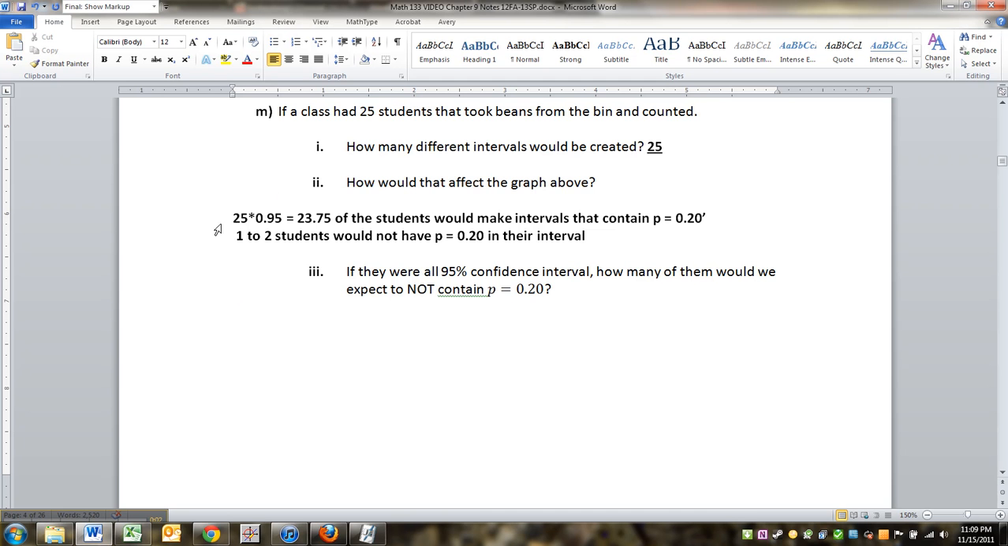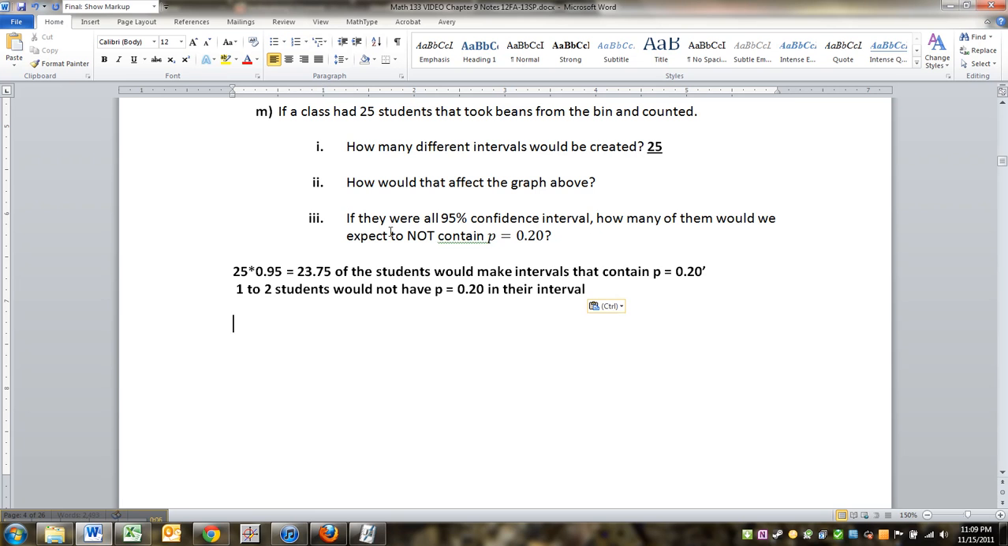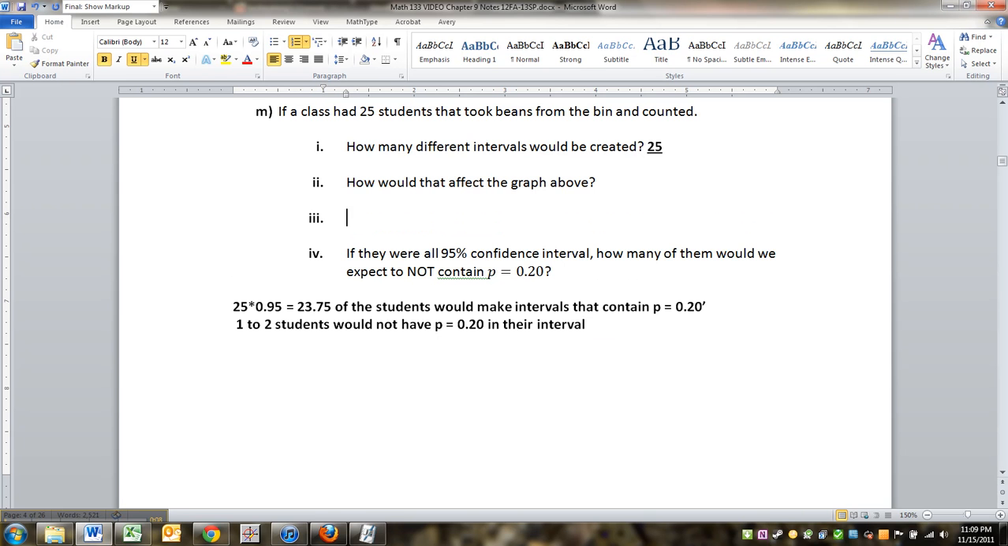Oops, I got a little ahead of myself here. So let me just make this obvious. This is the answer to this part, sorry. Although, I mean, it's related. But you'd have 25 vertical marks on the graph.